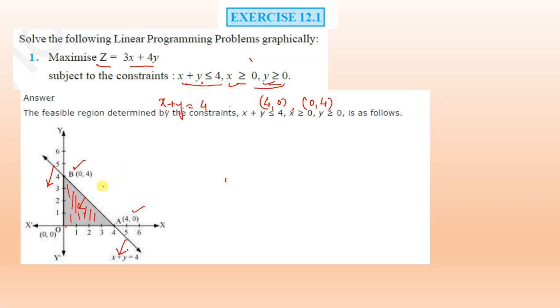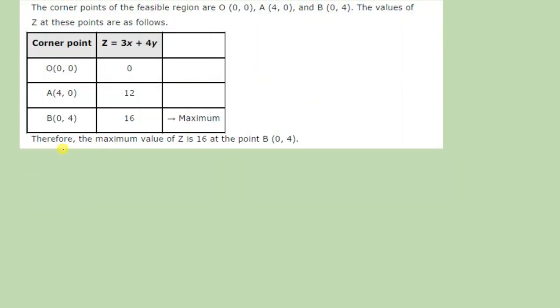Now the corner points here are 4 0, 0 comma 4 and 0 0. So we will find the value of objective function at these corner points. So at 0 0 we have 3 into 0 plus 4 into 0, 0. At 4 comma 0, 3 multiplied by 4 plus 4 multiplied by 0, you will get 12. And when you put 0 4, you will get 16. Our problem is to maximize Z. So the maximum value out of this is 16. So we can say that the maximum value of Z is 16 at the point 0 comma 4.